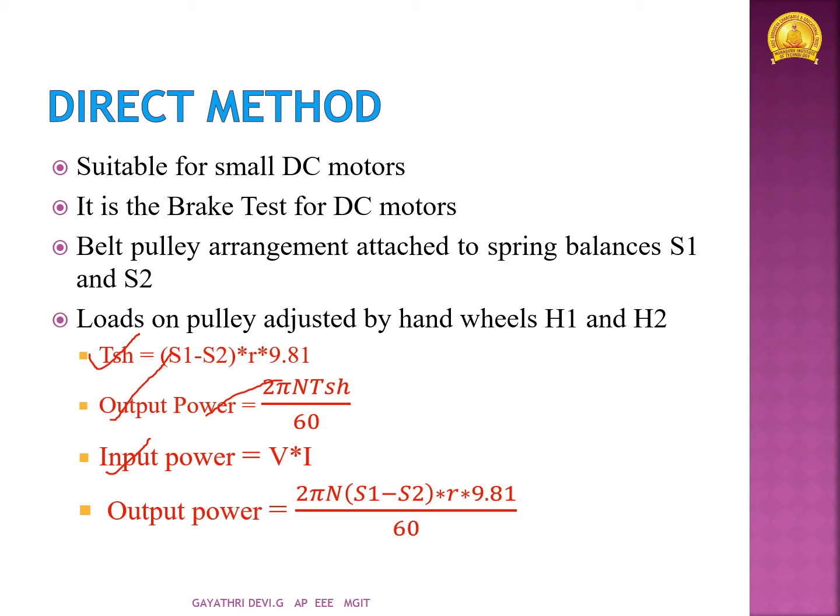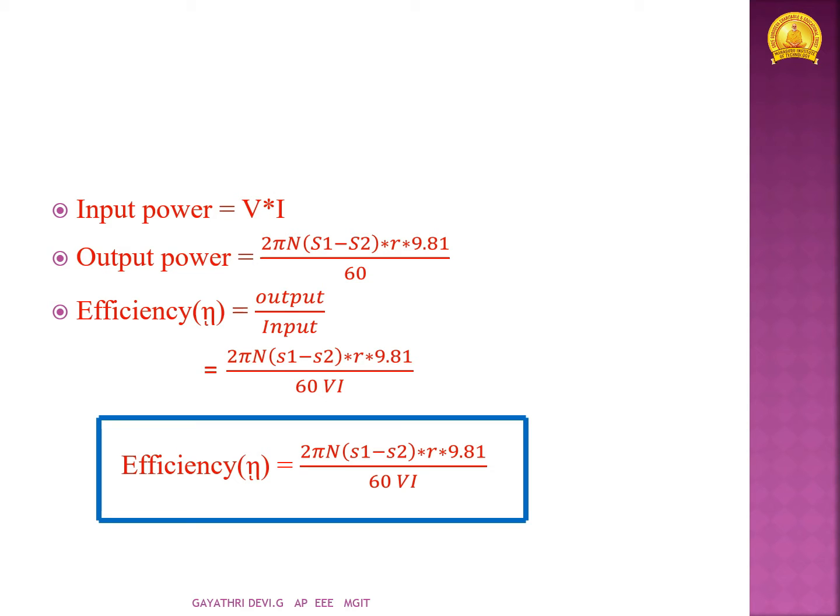Substituting the value of T_SH in the output power equation, output power is equal to 2 pi n into (S1 minus S2) into R into 9.81 divided by 60. As we saw from the previous slide, we can write the input power as the product of supply voltage and current, V into I, and the output power as 2 pi n into (S1 minus S2) into R into 9.81 divided by 60, where n indicates the speed of the machine.